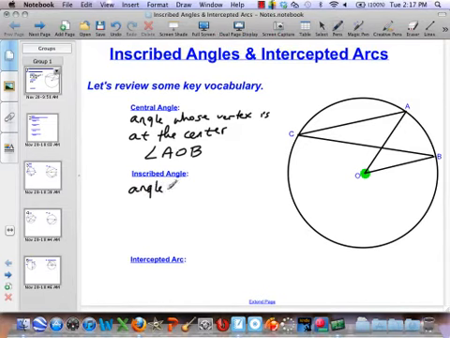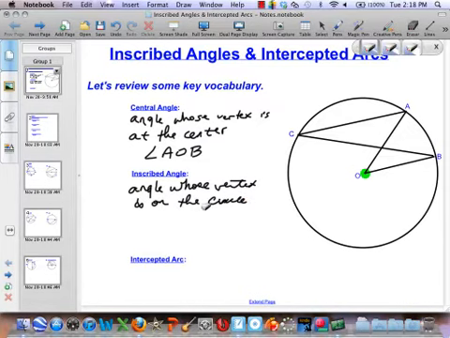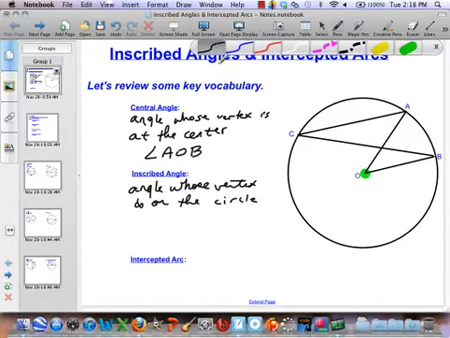So an inscribed angle is an angle whose vertex is on the circle. Try that again. On the circle. So, yeah, pretty much.